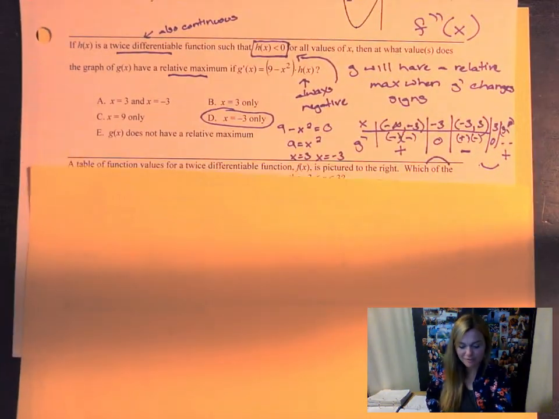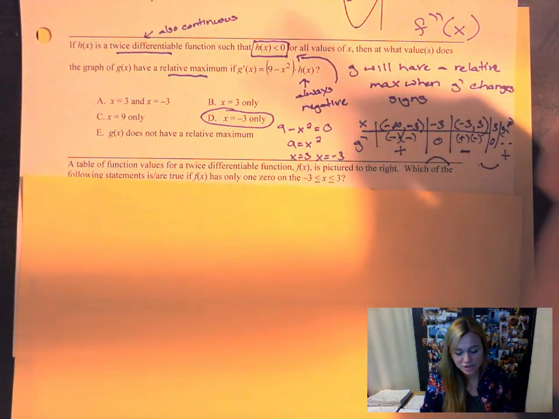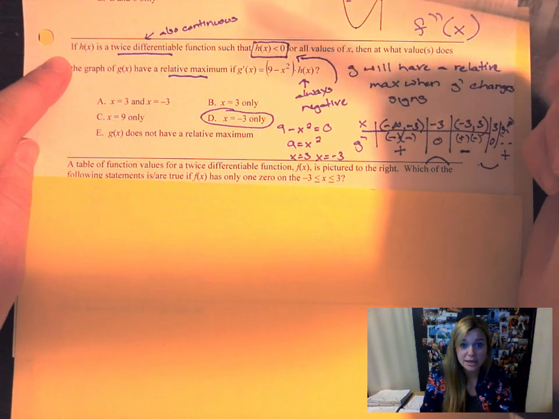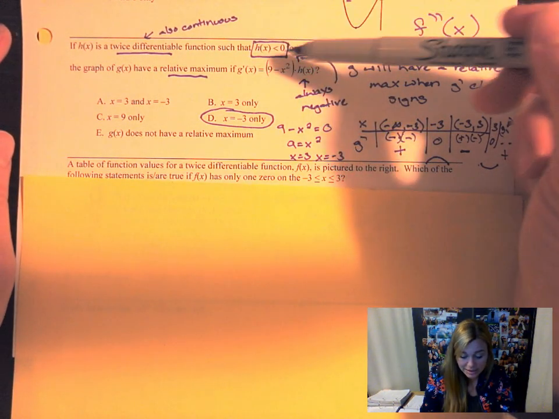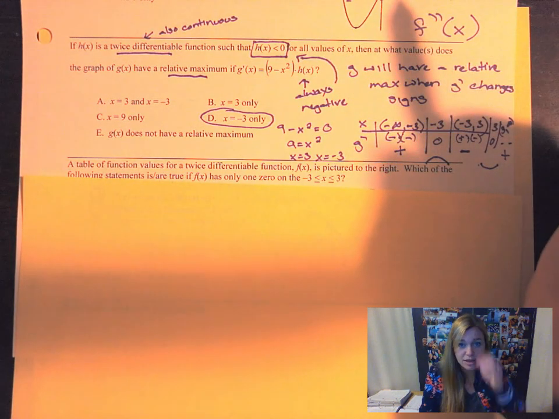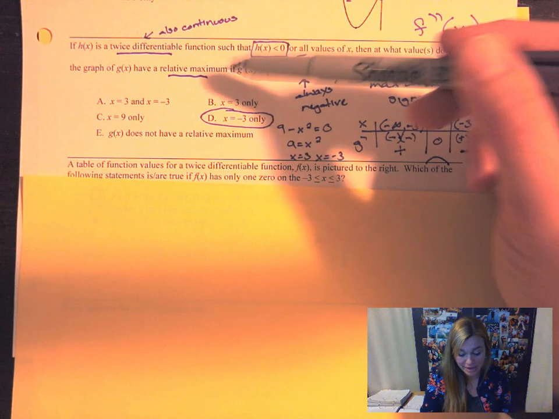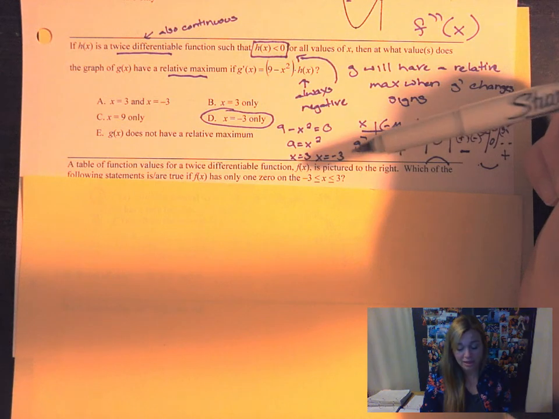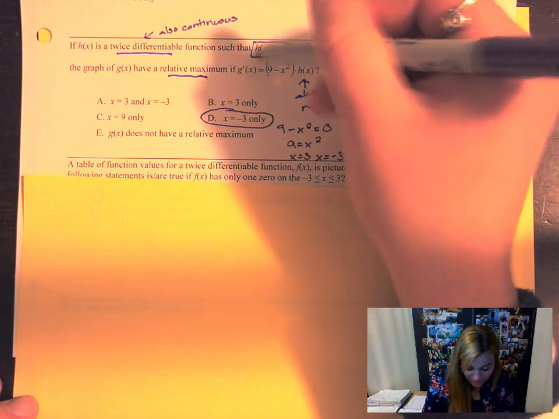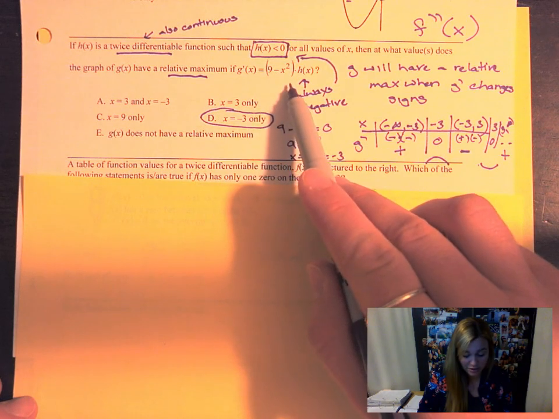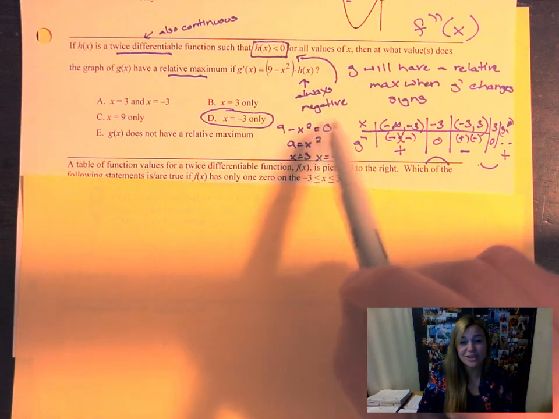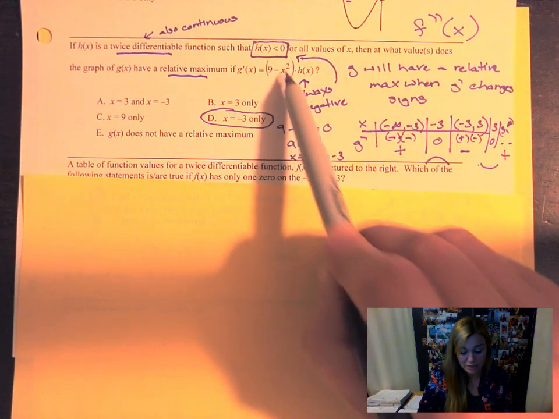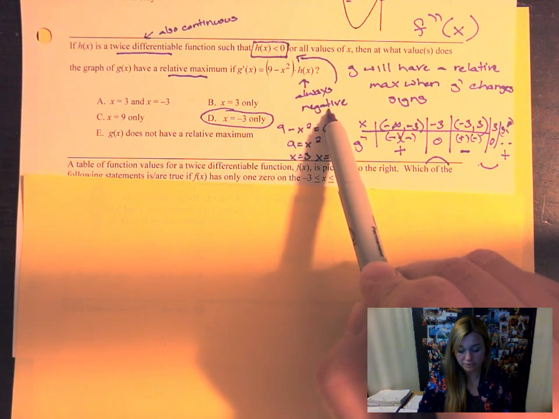The next one people get confused on, but not you, because you're going to be like, oh, I understand what this means now. If h of x is twice differentiable, it also means that it's continuous, and h of x is less than 0 for all values of x. Then at what values does g of x have a relative maximum? g has a relative maximum when g prime changes from positive to negative. But this little tidbit of information is really helpful because g prime is 9 minus x squared, that quantity, times h of x. When I'm trying to figure out the sign changes, I know h of x is always negative. So really what I'm looking at is, what is this one, positive or negative, times a negative.